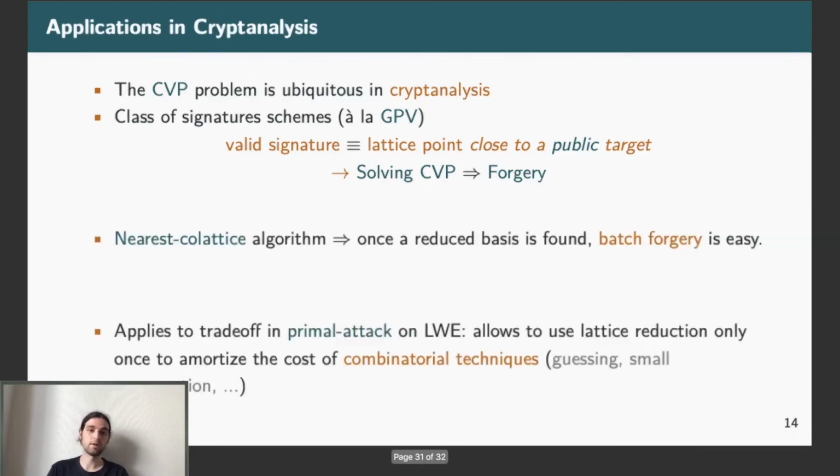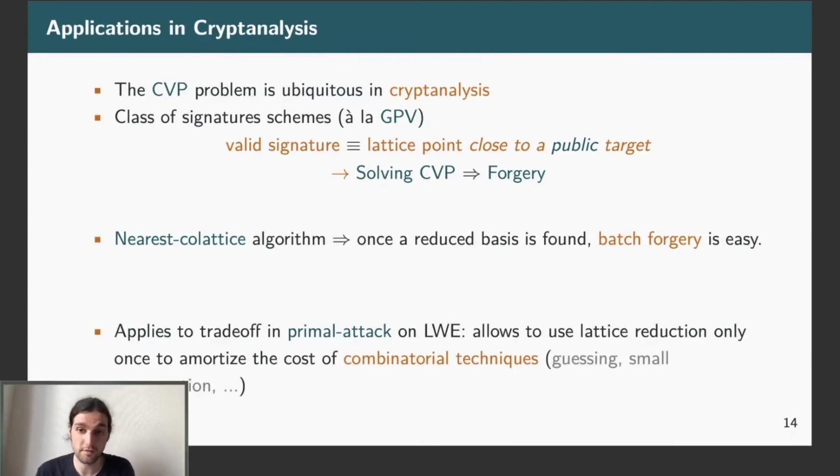In particular, our nearest-colattice algorithm allows, once a reduced basis is found, to make batch forgery. Before that, we were using the Kannan embedding technique to evaluate the security against forgery of these schemes à la GPV. Now, using this nearest-colattice algorithm, we can prove that for the same cost as doing one forgery, we can actually do a big number of them. Batch forgery is now as hard as single forgery, which is an interesting result from a practical perspective.